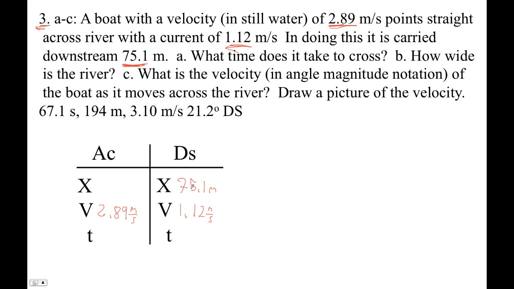Okay, so now this is just the opposite of the one we did in the previous problem, right? So we're going to go this way, right? I'm going to find the time by going 75.1 divided by 1.12. And the formula I'm using is just this triangle, right? X, V, T, like this, right? So T is just X divided by V. So 75.1 divided by 1.12.